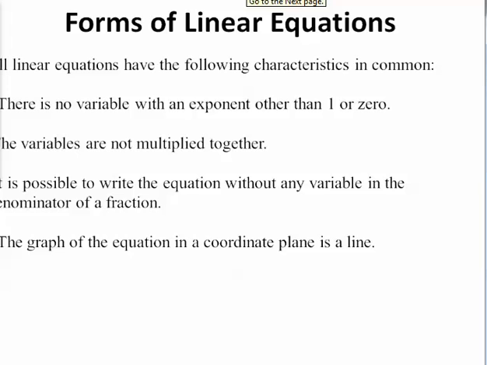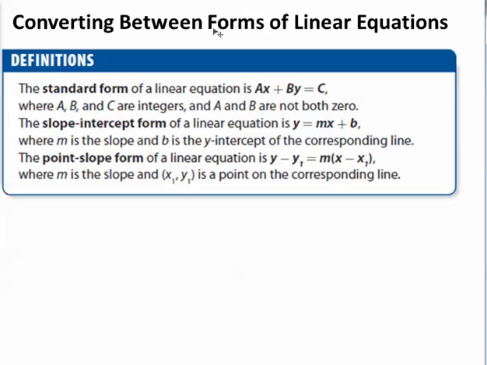Okay. Linear equations. Linear equations have the following characteristics in common. There is no variable with an exponent greater than 1 or 0. So you're only going to see an x or a constant in it, okay? Or a variable and a constant. You won't see two variables in them. Now, the variables are not multiplied together ever, okay? It is possible to write the equation without any variables in a numerator of a fraction, okay? And the graph of the equation in a coordinate plane is a line. That's what you're going to be looking at. So let's look at some of them.